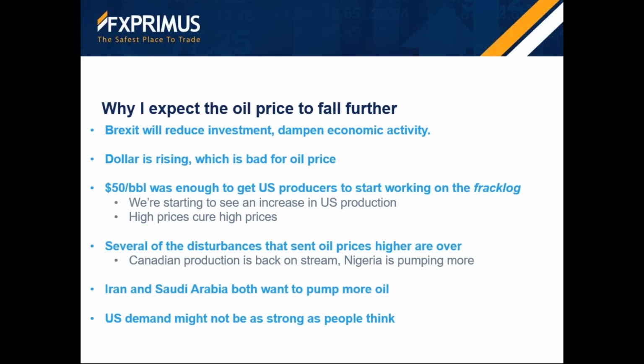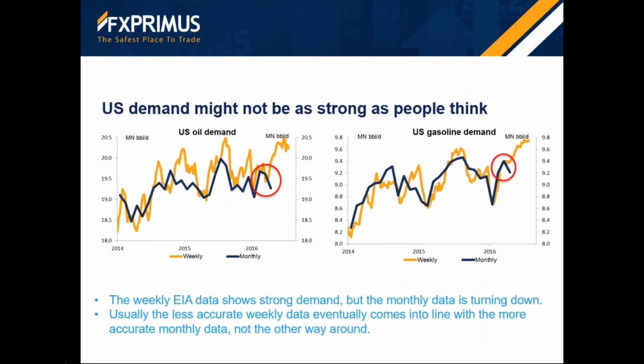And finally, a very interesting point, U.S. demand might not be as strong as people think. Remember, I talked earlier about the monthly figures from the Energy Information Agency. While the weekly demand, the yellow lines in these graphs, show demand rising, the monthly data, which is more accurate, is headed down. It's headed in the opposite direction.